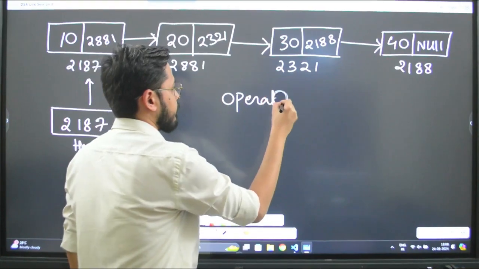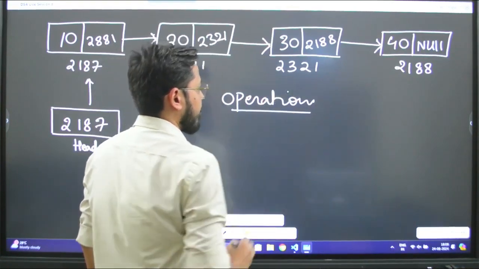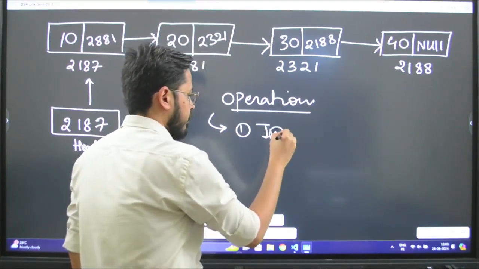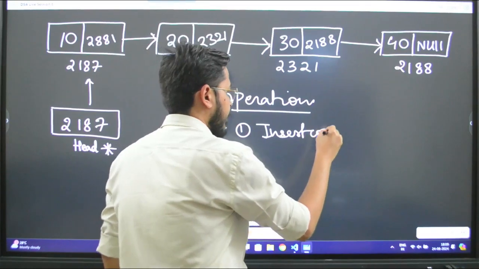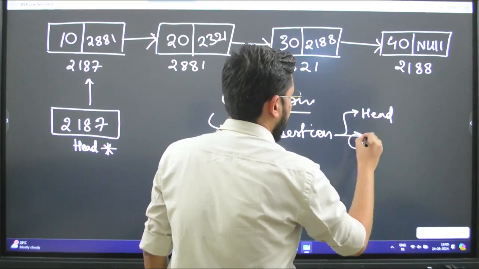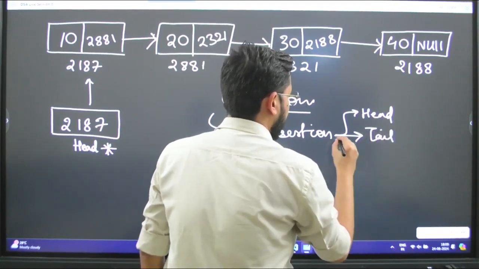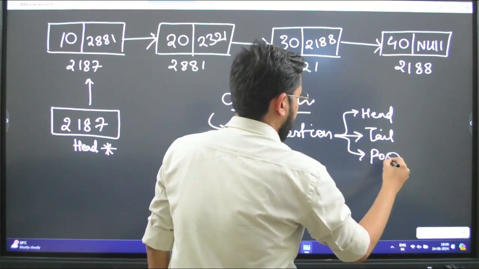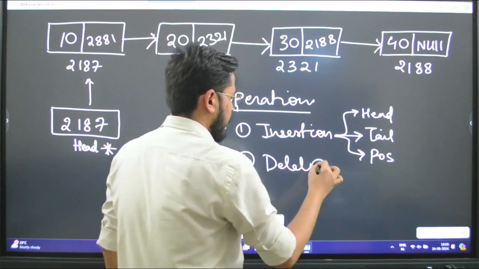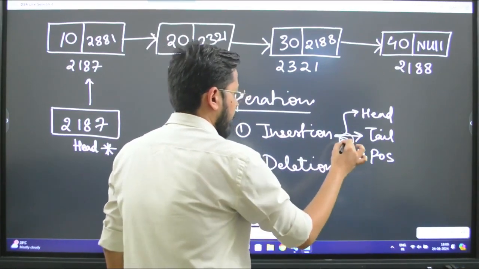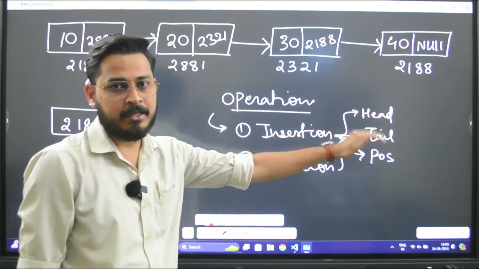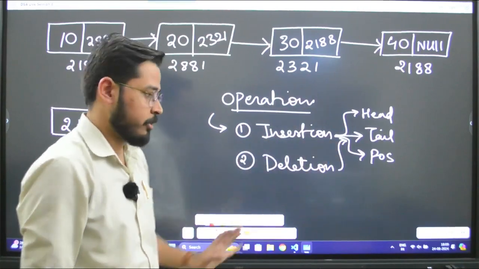The operations that we will be performing here are, the very first one, insertion. Insertion will happen at three places: the head, the tail, and at a specific position. Then we will do deletion. Insertion and deletion can both be done at the same places: head, tail, and at a specific position.